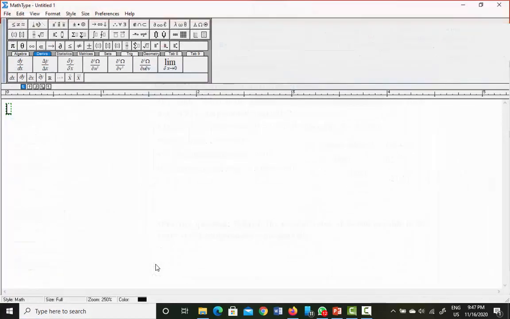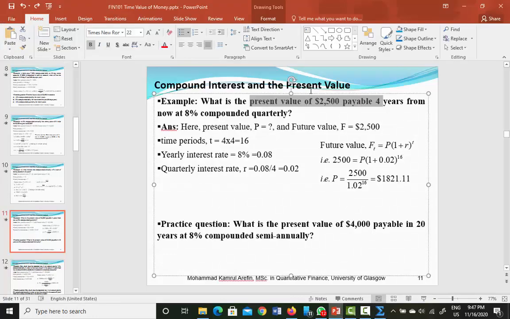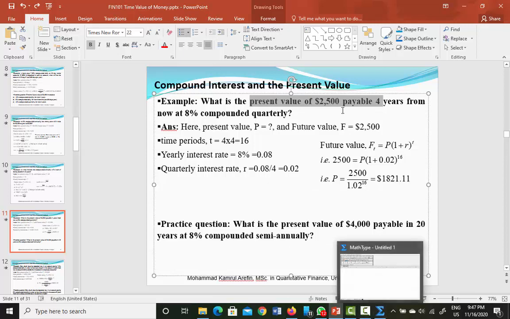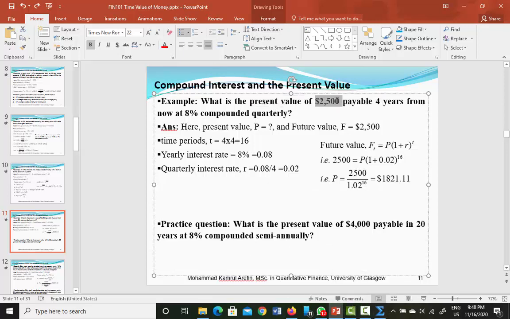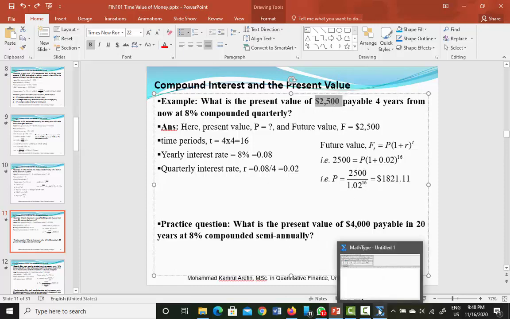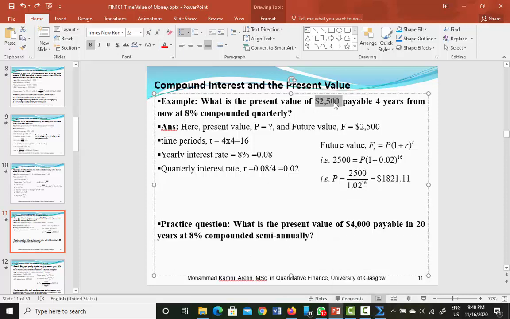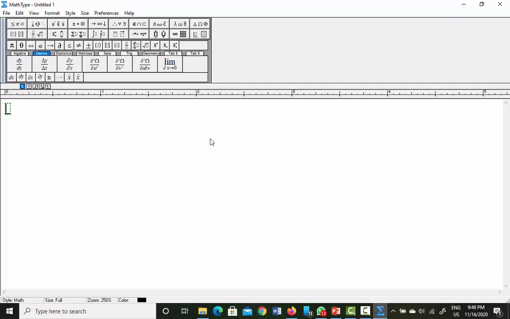So for present value, always remember here the future value is given. We need to find the present value. So we need to bring this value 4 years back. This is the value you will get after 4 years, so you need to bring it 4 years behind. That means we need to come from future to present, which means we want to go back. Always remember, if you want to go back, in the formula the power should be minus.